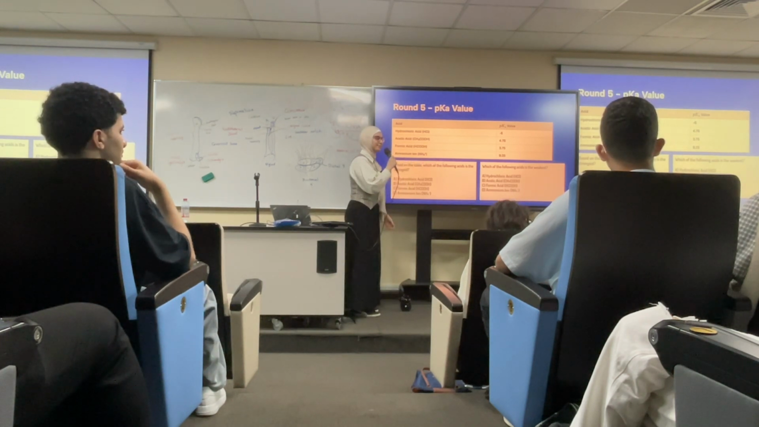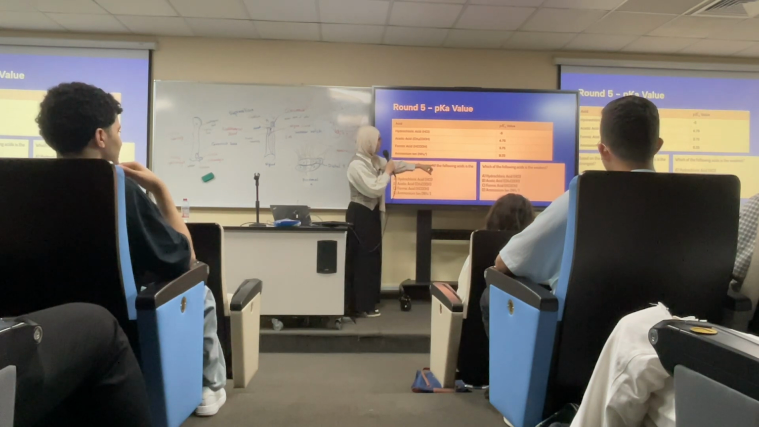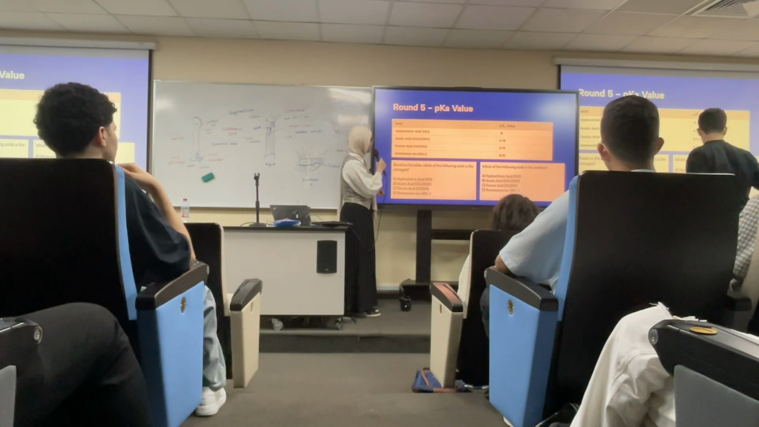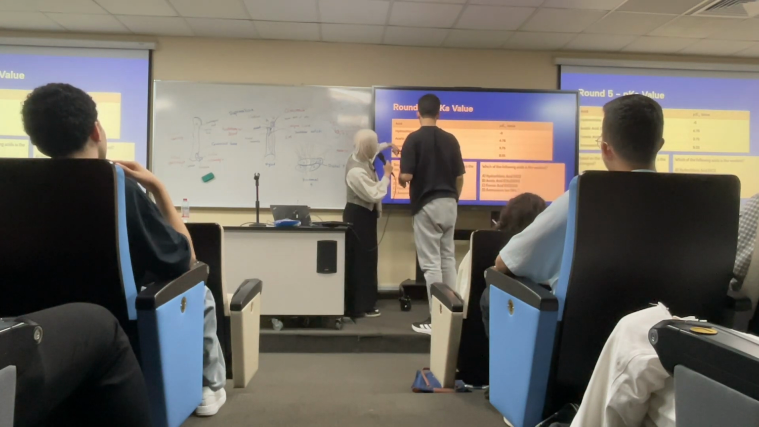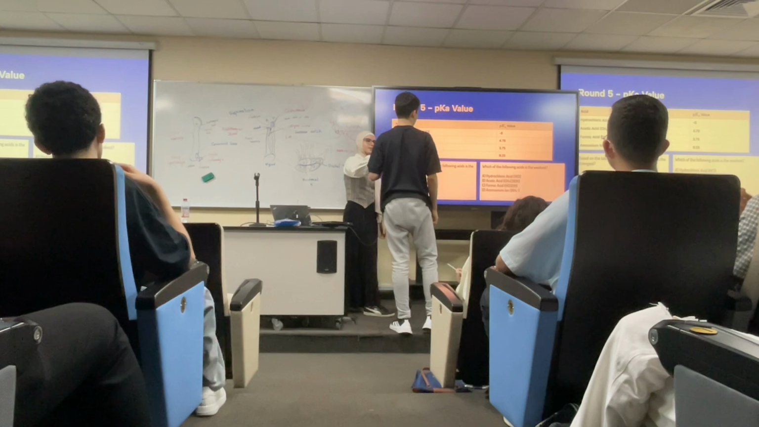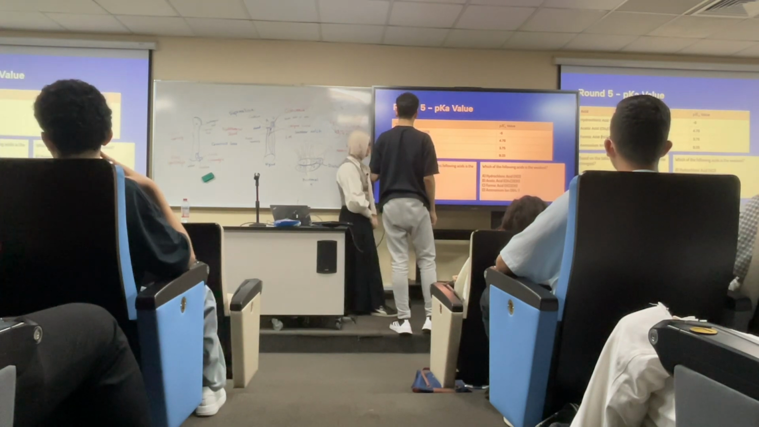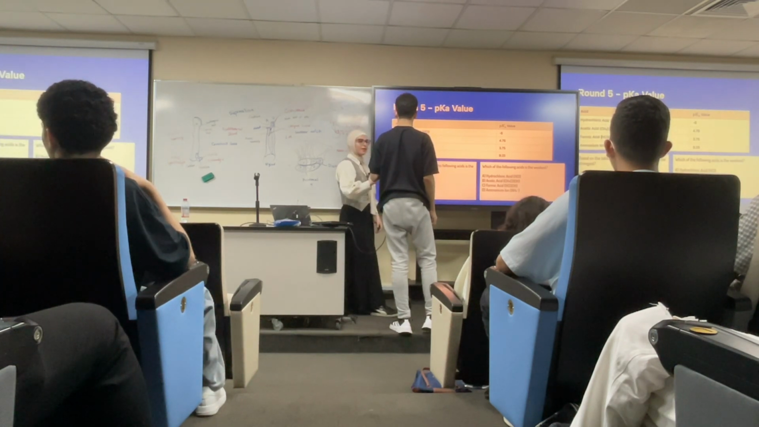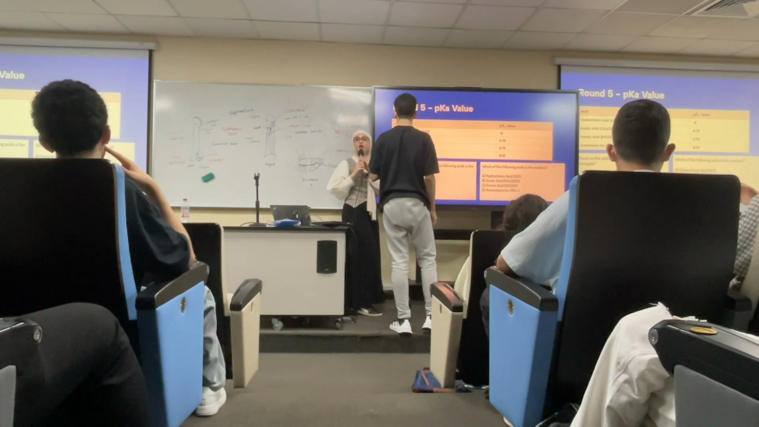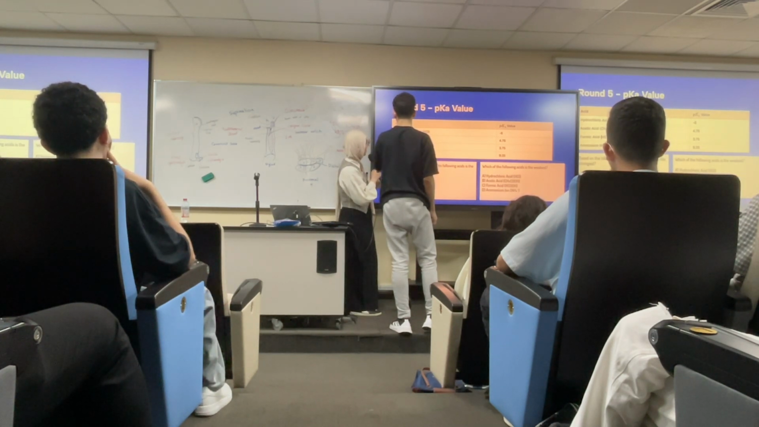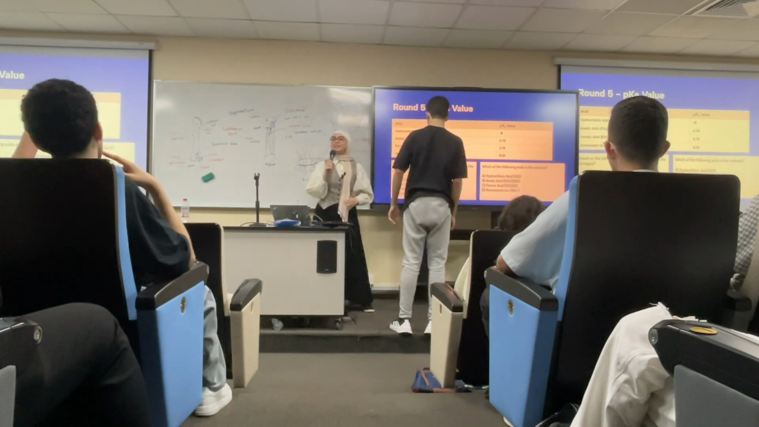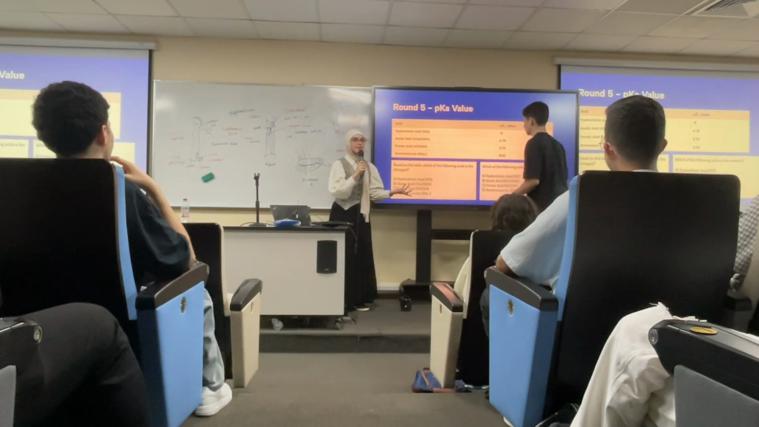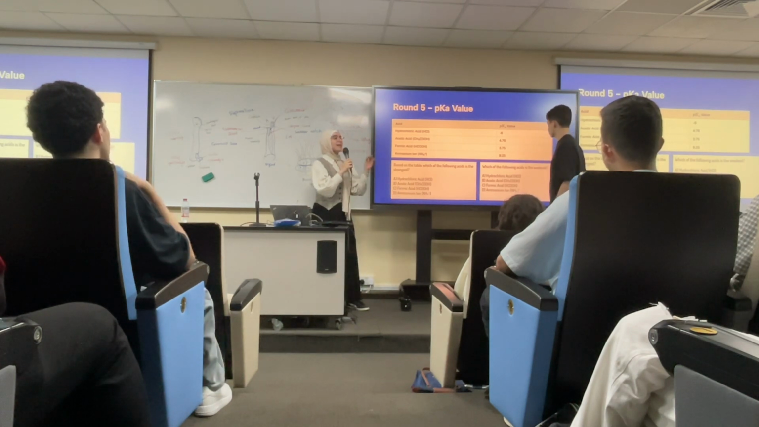What's your name? Yahya. Based on the table, which of the following acids is the strongest? Yahya, which of these is the strongest acid based on this table? Hydrochloric acid. So, Yahya is saying hydrochloric acid. Is it hydrochloric acid? Yes. Why? Lowest pKa value. That's correct.